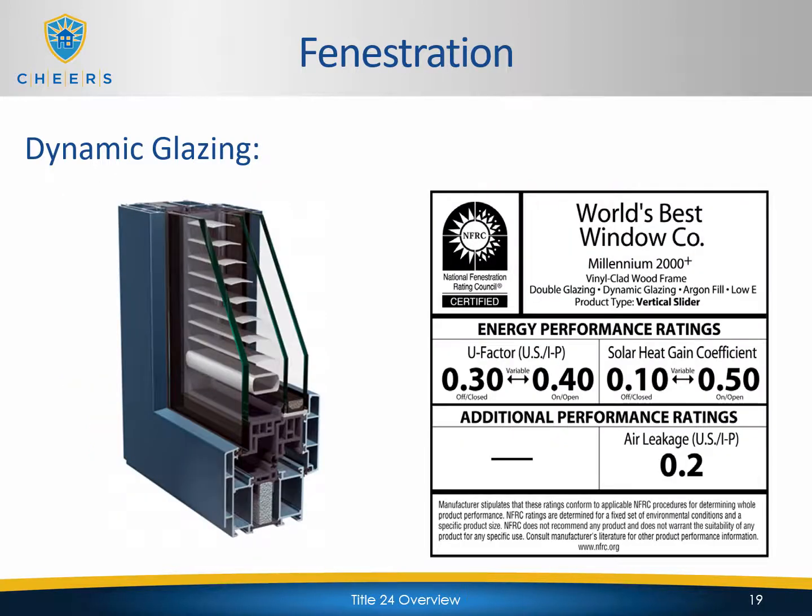And this is an example of dynamic glazing. You can see you have the window frame and you have the shading system built within the panes themselves. That's a perfect example of dynamic glazing. And then as you can see on the labels, for U-factor and solar gain coefficient, there is a range of values, whether the shading is open or closed. So those are going to be variable values.